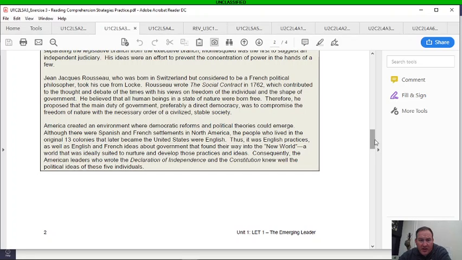America created an environment where democratic reforms and political theories could emerge. Although there were Spanish and French settlements in North America, the people who lived in the original 13 colonies that later became the United States were English, or mostly English. English rule, I suppose, is how to phrase it, because there are lots of immigrants already from other countries present. Thus, it was English practices as well as English and French ideas about government that found their way into the New World, a world that was ideally suited to nurture and develop those practices and ideas. Consequently, the American leaders who wrote the Declaration of Independence and the Constitution knew well the political ideas of these five individuals.